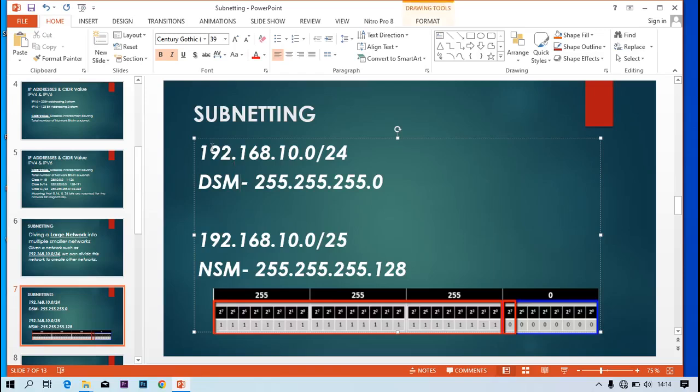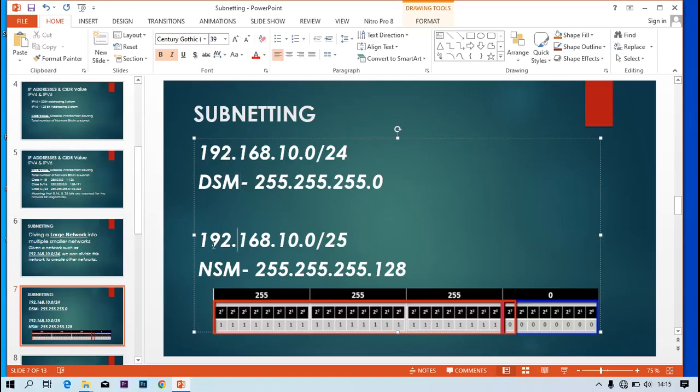So for example, if you have an IP address like this one here, 192.168.10.0/24, this one has a default subnet mask of 255.255.255.0. And this network is a class C network because it ranges between 192 and 223. This 192 falling within that range makes it a class C network. Usually by looking at the first digit of your IP address, you can determine the class of that given IP address.